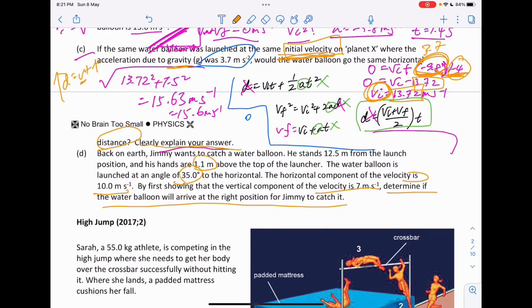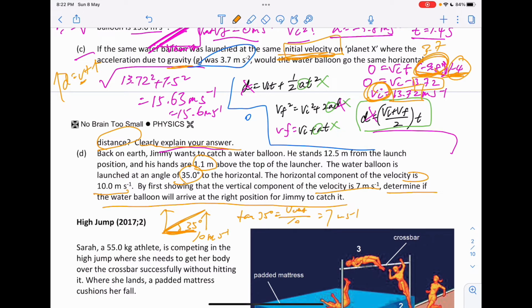Okay, so what we're going to do is, we've got a balloon launched at 35 degrees, horizontal is 10, vertical is what? So that's going to be tan. Vertical over 10, so tan 35. Tan 35 times 10 is 7.